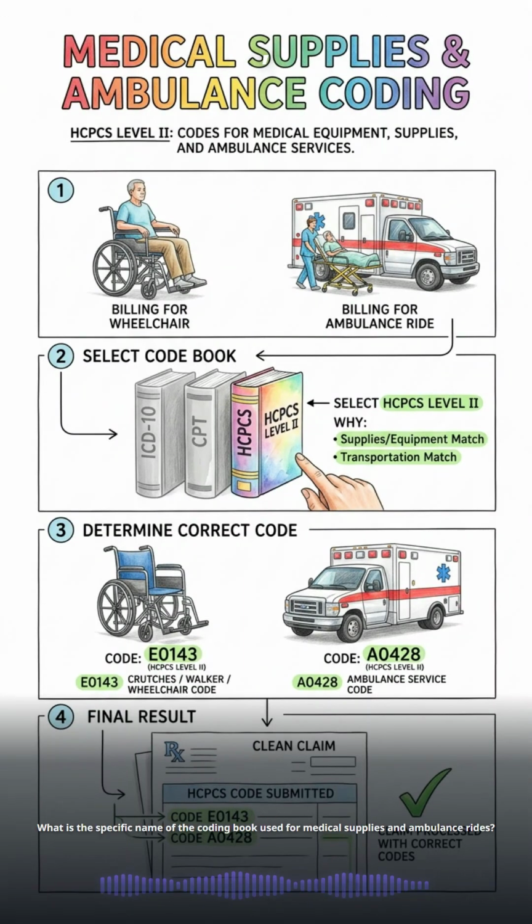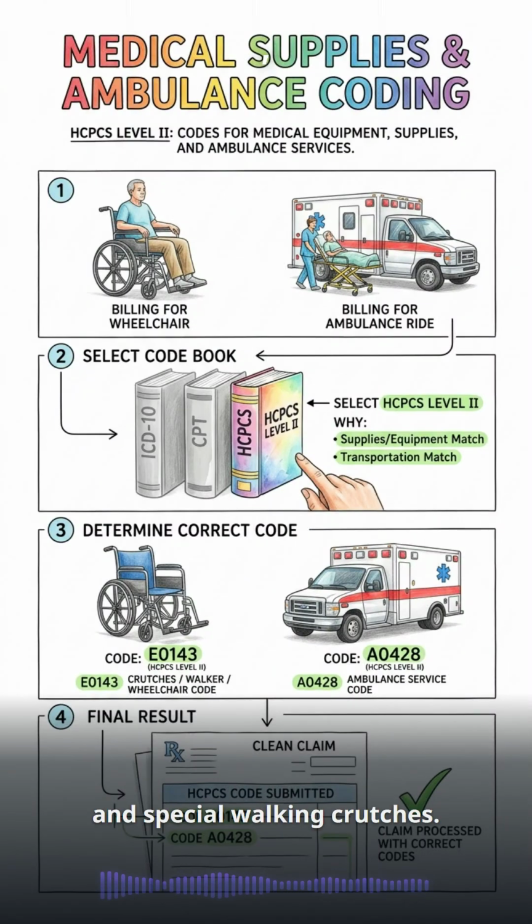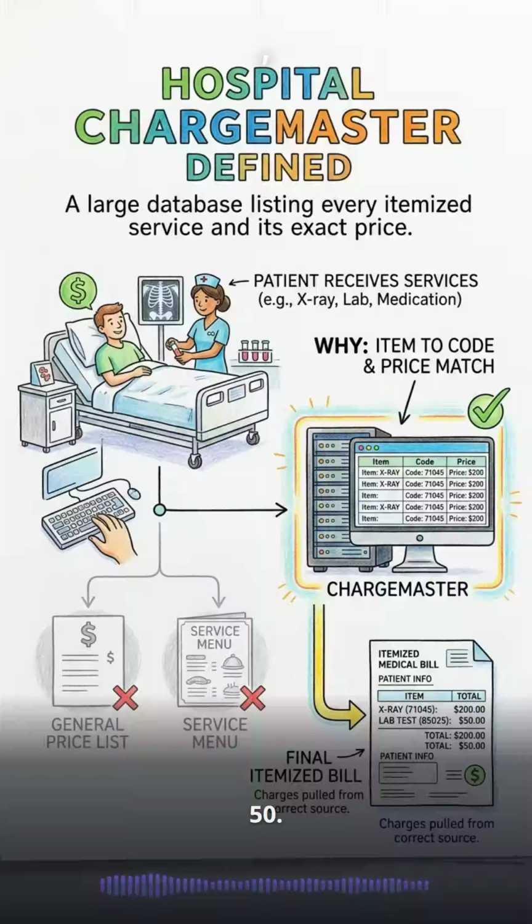49. What is the specific name of the coding book used for medical supplies and ambulance rides? The HCPCS Level 2 codebook is used to bill for medical equipment and ambulance transport. It covers extra items outside of standard doctor procedures, like wheelchairs, bandages, and special walking crutches.